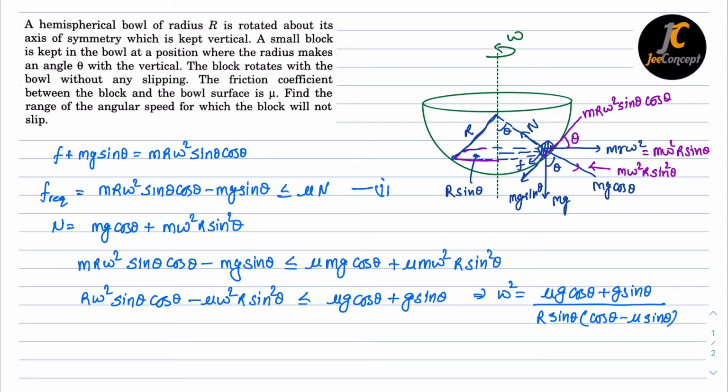Or if I just remove this square, I'll get the under root. So this is omega max. This is the maximum value so that it should not go in the upward direction.